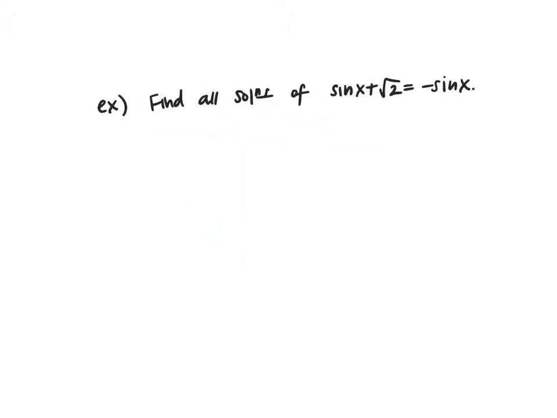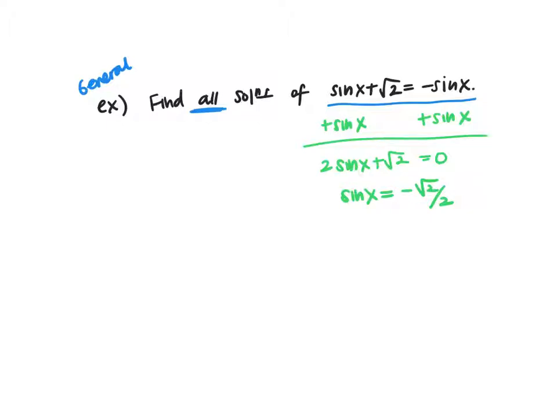Now let's compare that to this example here. It says to find all solutions of sine of x plus square root of 2 equaling negative sine of x. So you're looking for all the values of x that, if you were to plug into this equation, would make the statement true. The key word here is finding all solutions. Therefore, this is that second type where you're going to solve for general solutions. Now here, if I move things around so that I have just one trig function, so here I added sine of x on both sides, getting 2 sine of x plus root 2 equals 0.